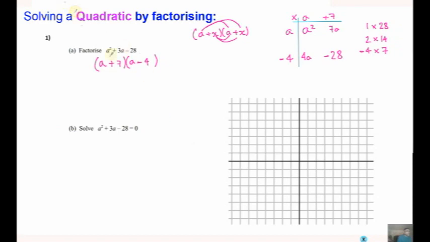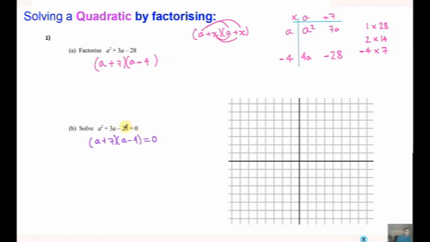And what I want to do now is use this to solve. So if I know it's a plus 7 times a minus 4, and that is equal to 0, making it equal to 0 is a really important thing to do. Before you can solve a quadratic equation, you normally want to make it equal to 0.